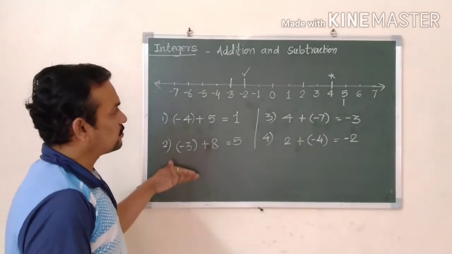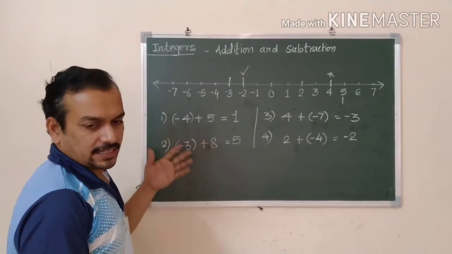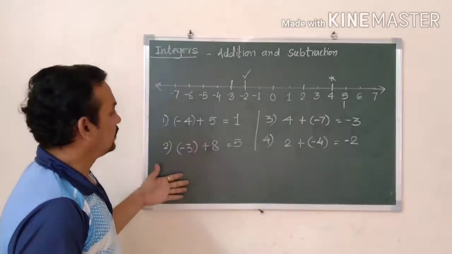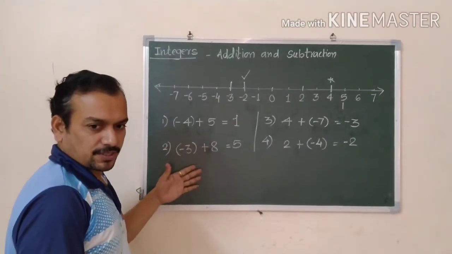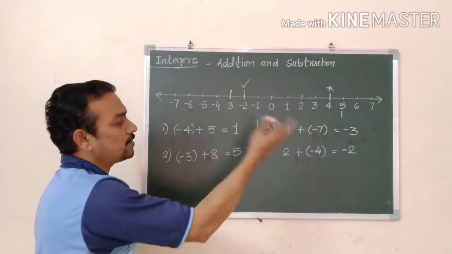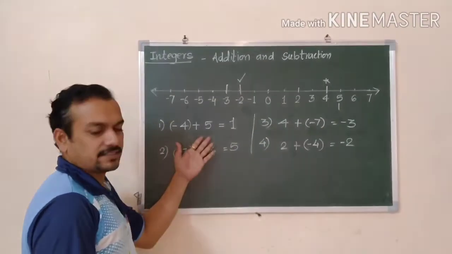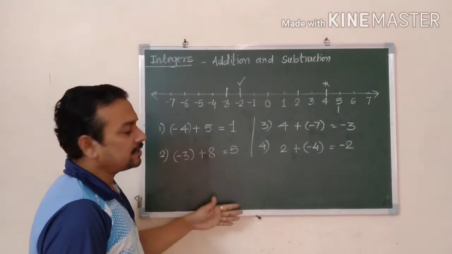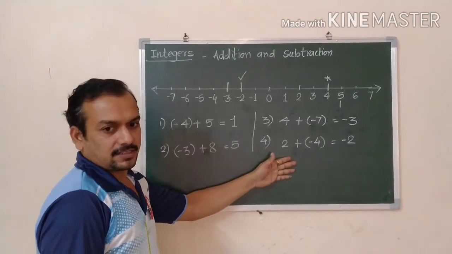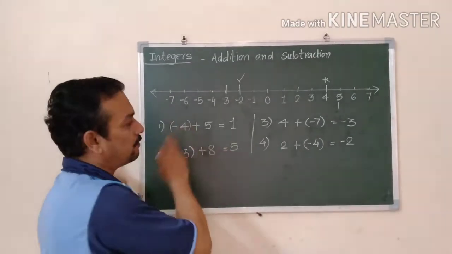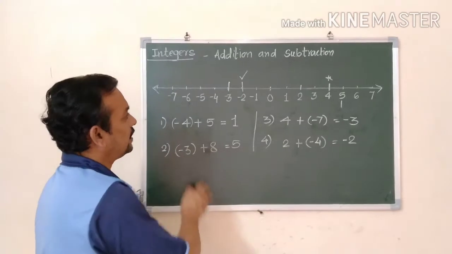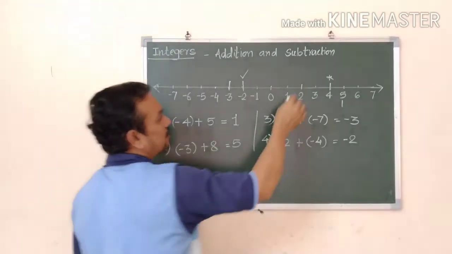Okay. So to add, there are a few rules. If we add a positive number to the given one, then move forward on the number line by the number of units given in that example, and if we add a negative number, then move backward on the number line.